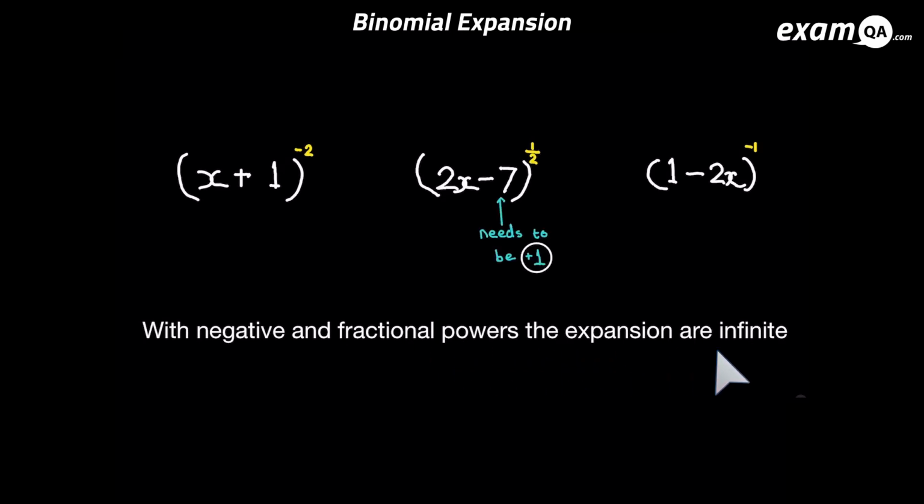Now, to expand these, you always need a +1 inside the brackets. So the second one here has got a -7, but that needs to be a +1 for you to do the expansion. So when you don't have +1, we need to do a little fix and then we can do the expansion. And I'll show that in an example later.